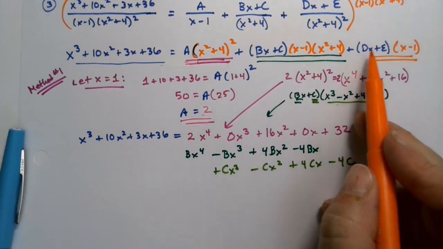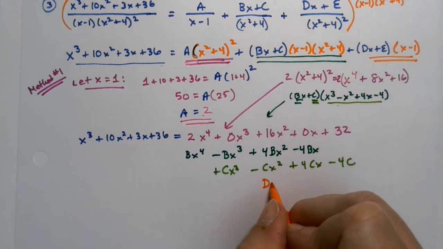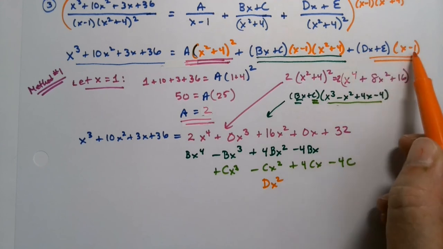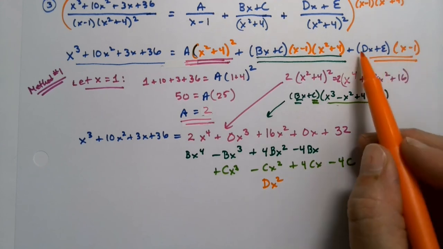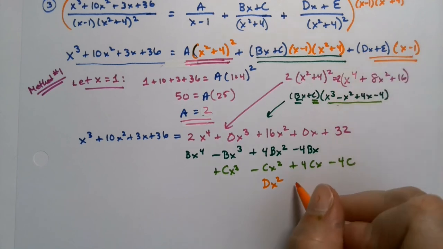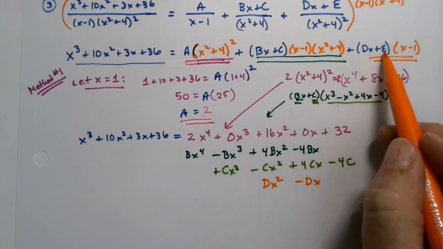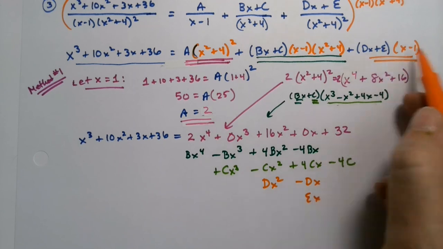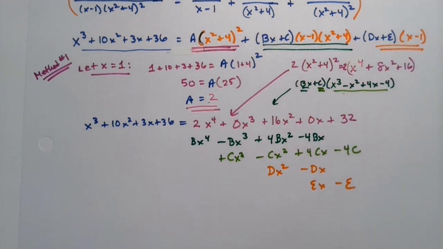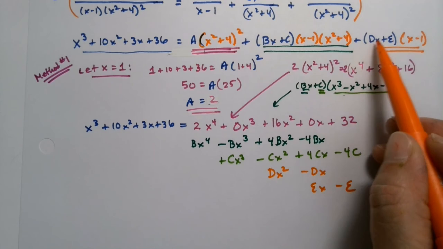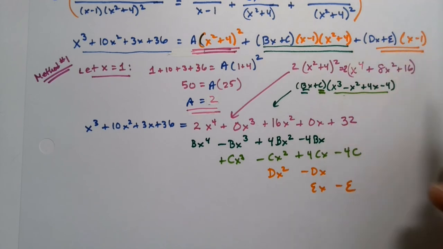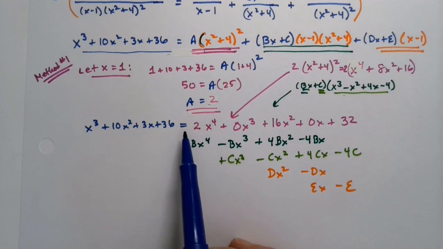All right, so dx times x is dx squared. Dx times negative 1 is negative dx, right? So I'm doing dx times both of these things. So negative dx, and then ex, and then minus e, like that. I'm doing dx times these two, and then I'm doing e times these two. Oh my goodness, what a mess. Yeah, well, except you know that the pairs have to work out, right?